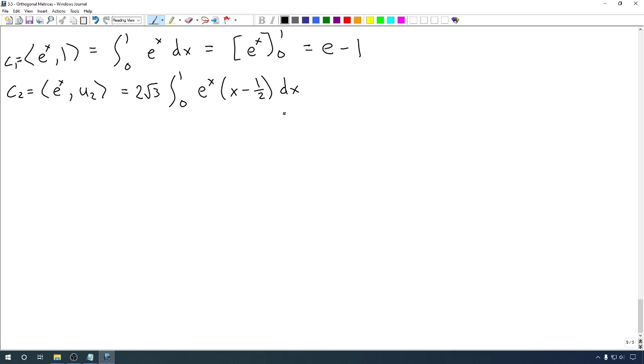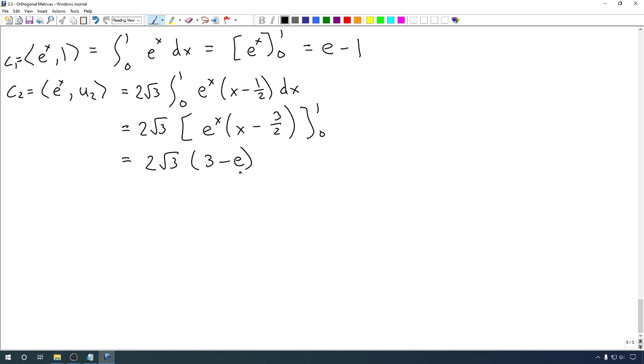The way I went about doing it is integration by parts. I'm going to spare you the details just in the interest of time. But what do we get here? We get 2 square root 3 times e to the x times x minus 3 halves from 0 to 1. When we plug in those numbers, we end up with 3 minus e. Or wait, the 2 goes away. Technically, we have all these halves in there, so it cancels out that 2. We just have the square root of 3 times 3 minus e.